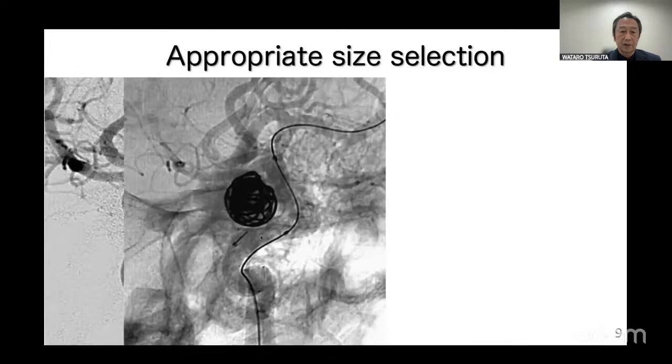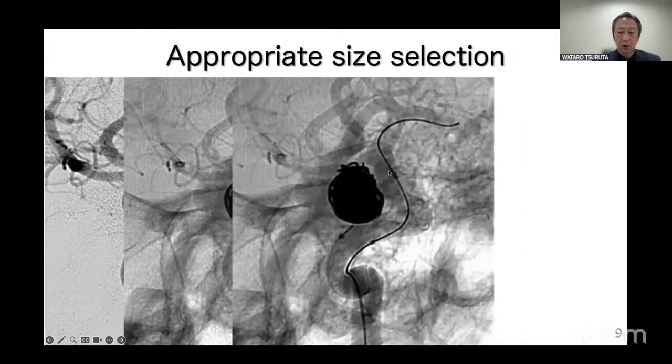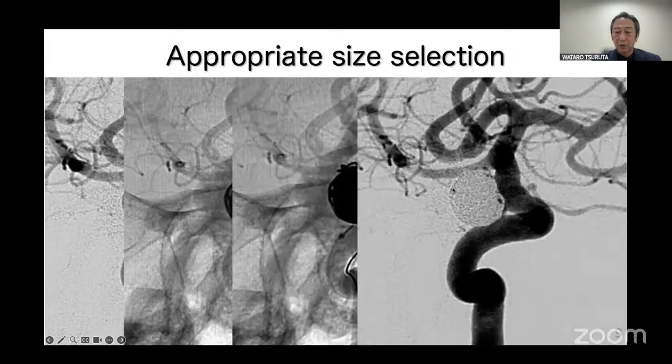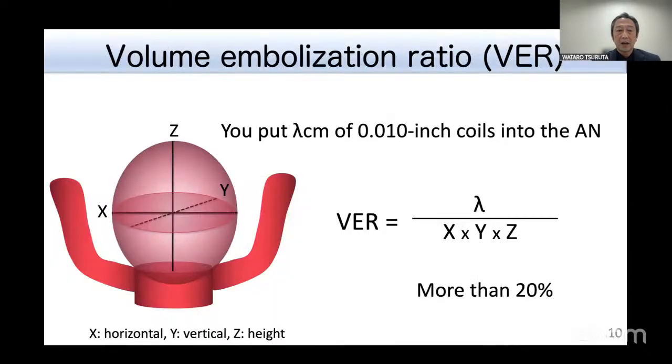In this case, there was very good coil selection, and in the final angiogram we cannot see any space between the coil mass and the aneurysmal wall, complete obliteration. This is very good. And how many coils are needed for adequate embolization? Volume embolization ratio is a good index for setting the goal. When you put in a given length in centimeters of 0.010 inch coils, for example 10 coils, into the aneurysm, VER is calculated by this formula. And more than 30% is adequate embolization.